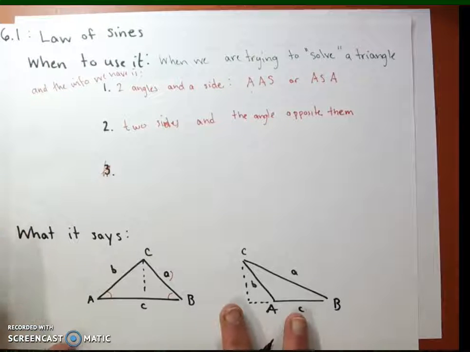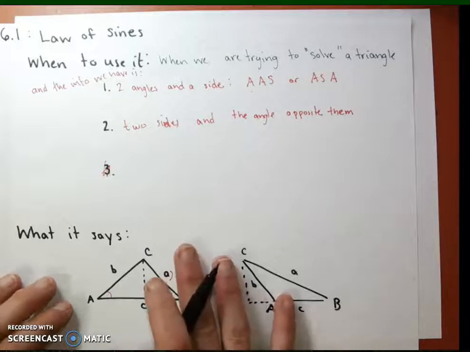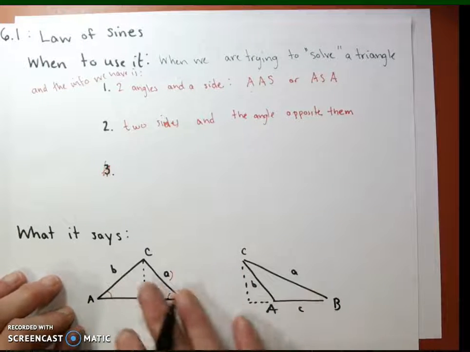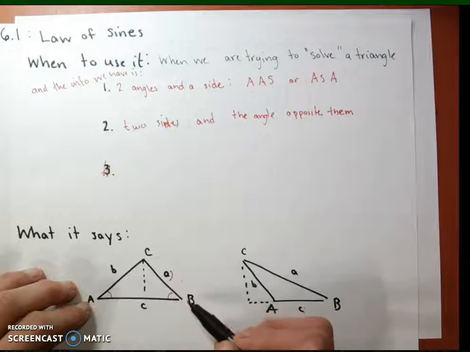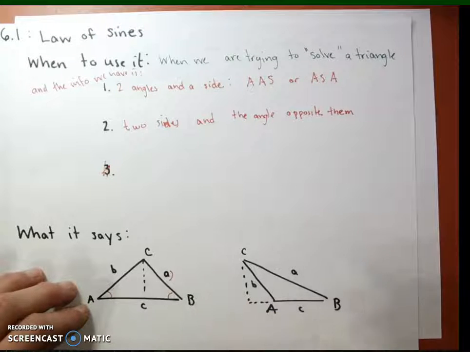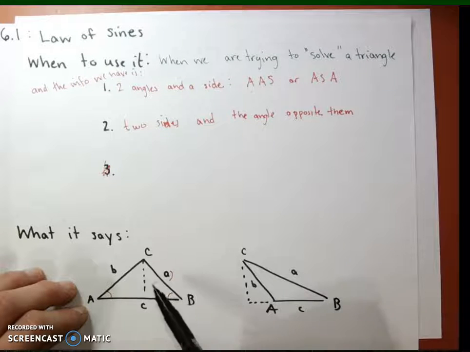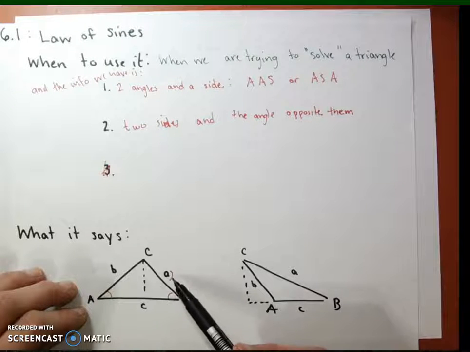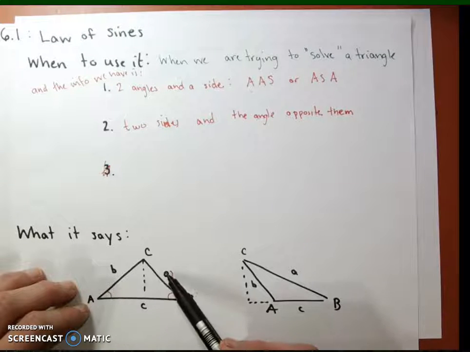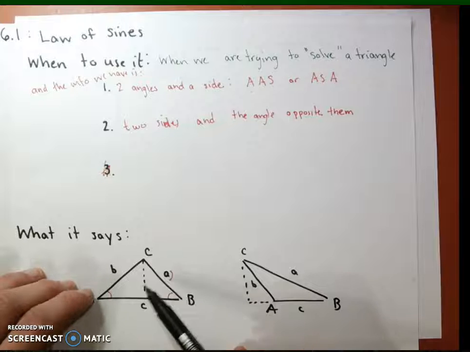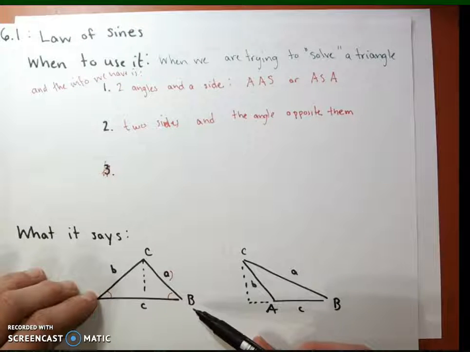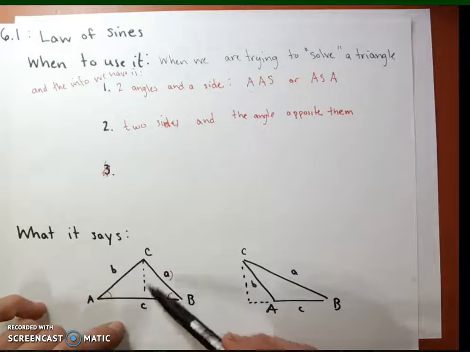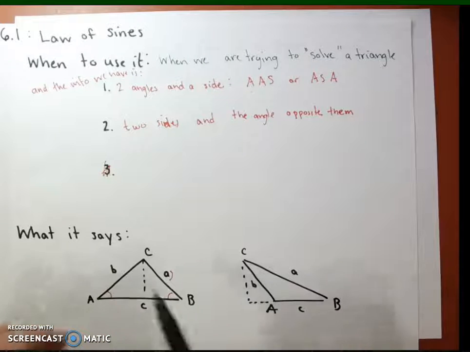So what does the law of sines say? First of all, let me just point out the notation in this triangle. My angles are labeled with capital letters A, B, and C. My sides are labeled with lowercase letters. So little a is the side opposite angle big A. Little b is the side length opposite big angle B. And little c is the side length opposite angle C. And notice that this is not a right triangle.